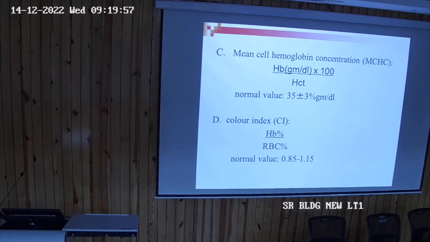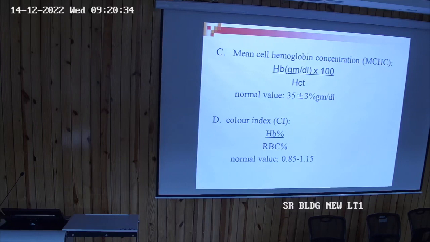Last is the color index. What do we mean by color index? It is the percentage of hemoglobin and the percentage of RBC. If you remember Sahli's method, the hemoglobinometer tube has two scales, gram percentage and percentage. Whatever the value was, say it was 10 gram percent, so 10 gram percent is equivalent to how much percent? The tube has both scales, so you have to read both at the lower meniscus, the gram percent and the percentage.